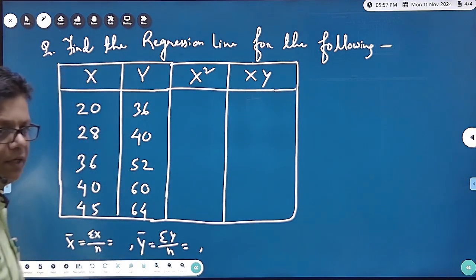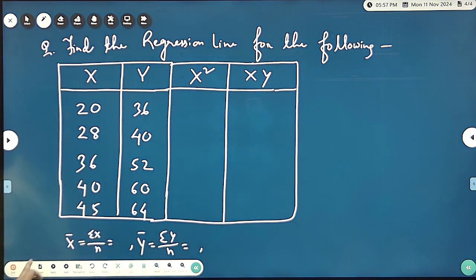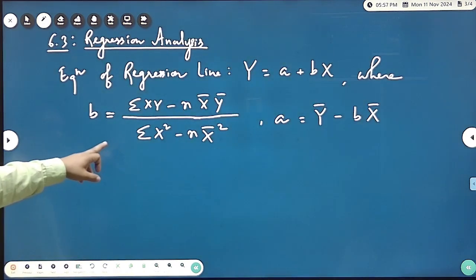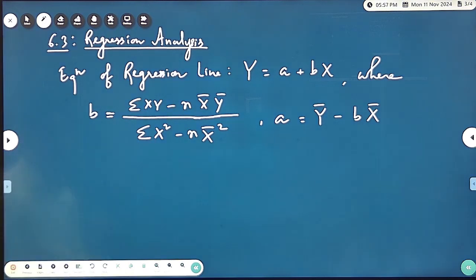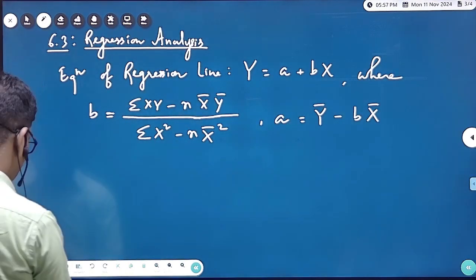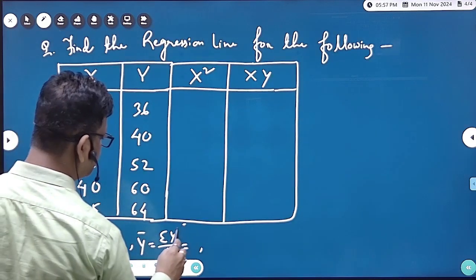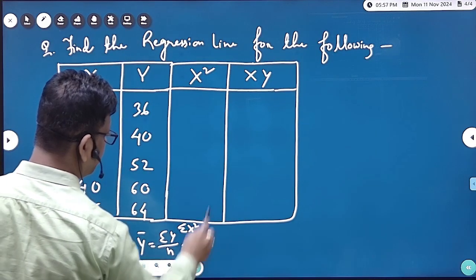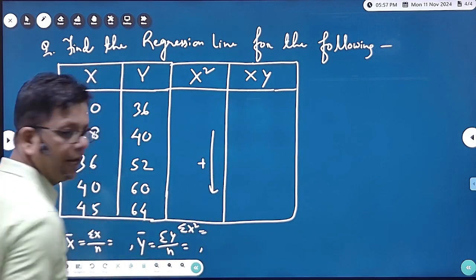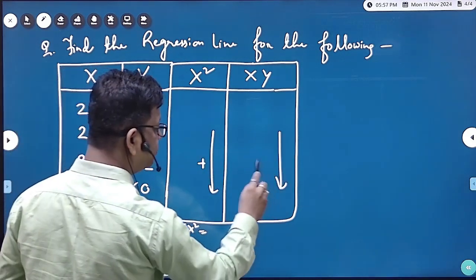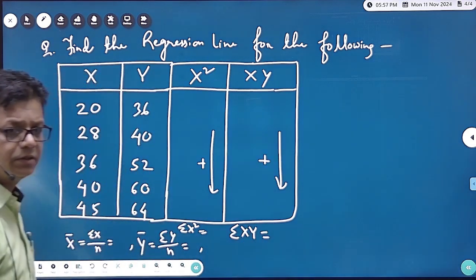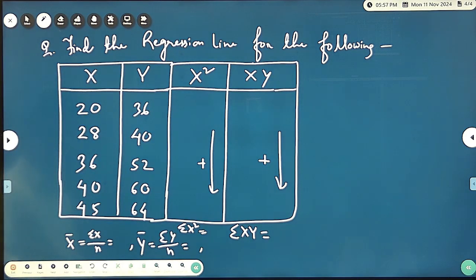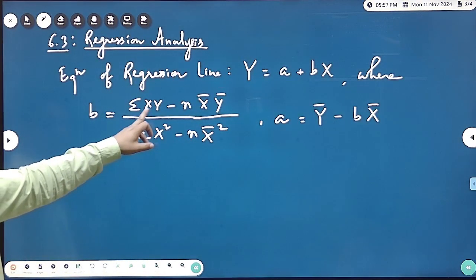Okay. Now again come back to the formula. So we will do it later. Now which summation do you have to do? Summation of x square and summation of xy. So summation of x square you have to find here. All these numbers you have to add. All these numbers also you need to add. So summation of xy. Done now? Everything is ready. Now if you put it here, this is ready.